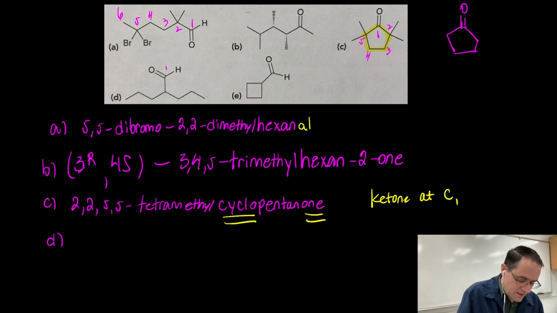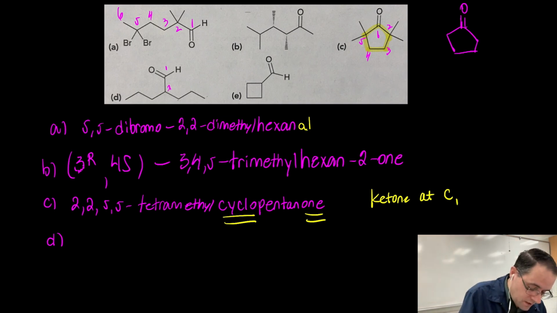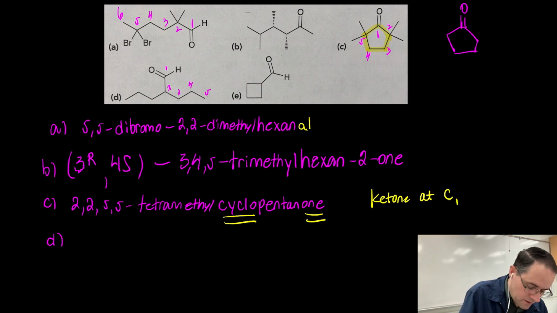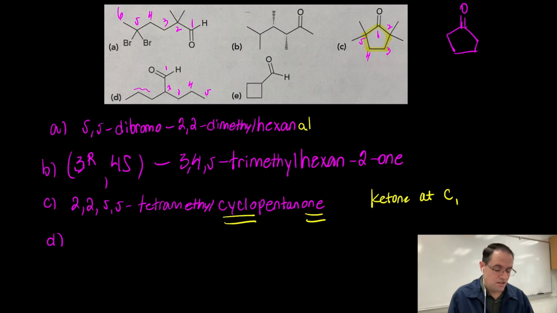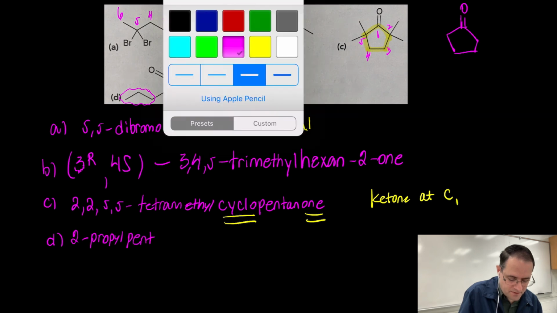In molecule D here, remember that we have an aldehyde. That has to be carbon 1. And then we could number to the left or to the right, and either way, it's good. Okay? So that's 5 carbons as the longest chain. And this right here is a propyl group attached to carbon 2. So this is going to be 2-propylpentanal.